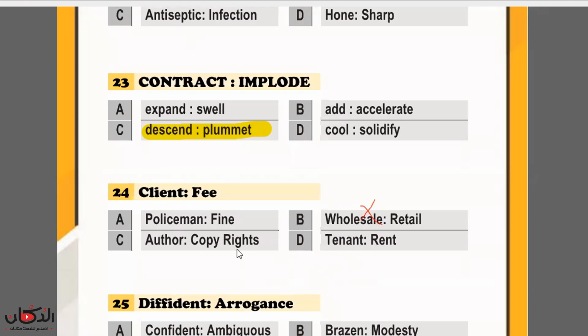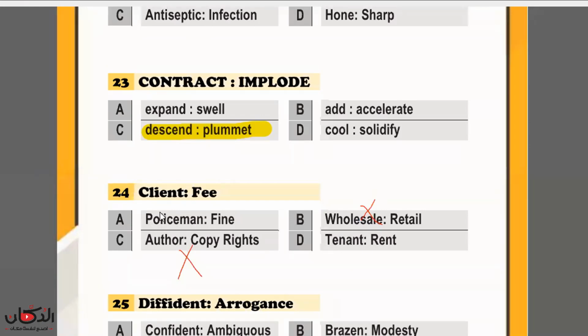Author and copyright. No, it has no relationship between them. No relationship. Tenant and rent. No, it's A. I think it's A. One minute. I think it's D. Okay. Now we are confused between A and D.